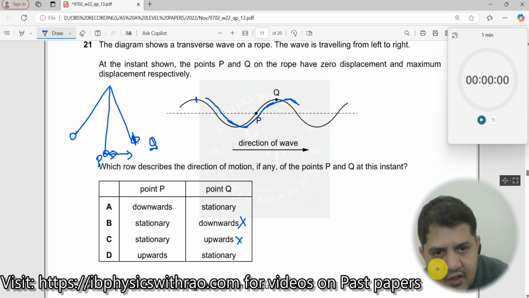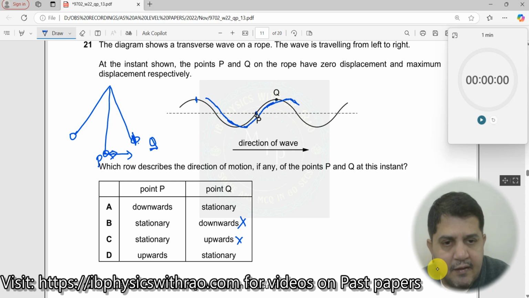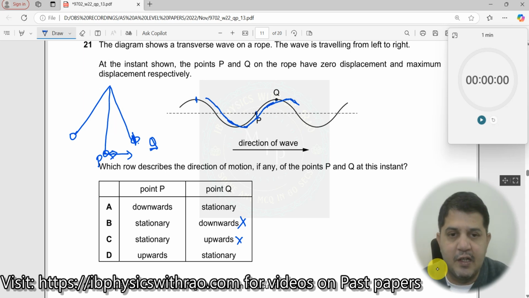So now what you do is drop a perpendicular here. What do you observe? The point P which was here, in the next instant, appears to be at this point. Which means what? The point P has gone down.